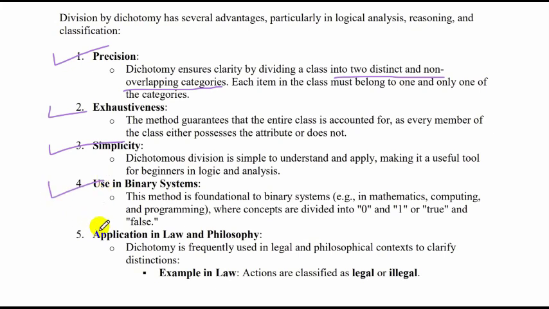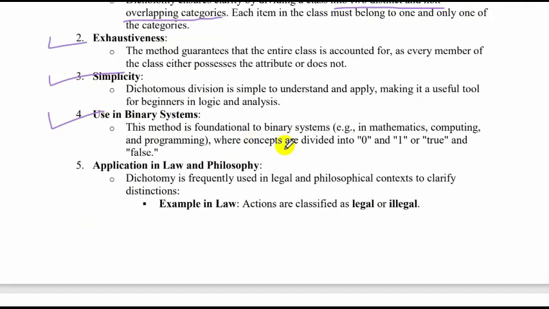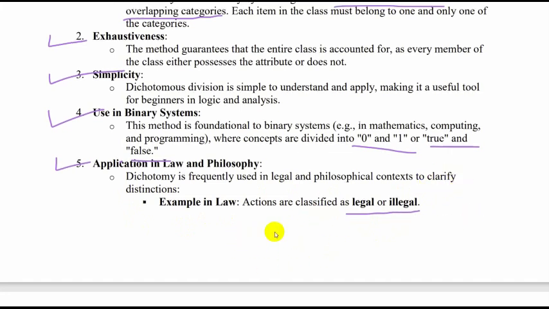Use in binary systems. This method is foundational to the binary system, that is, computers, mathematics, programming, where concepts are divided into 0 and 1 or true and false. Application in law. Dichotomy is frequently used in law context to clarify distinctions. For example, legal or illegal. So we have divided all actions into legal actions or illegal actions.